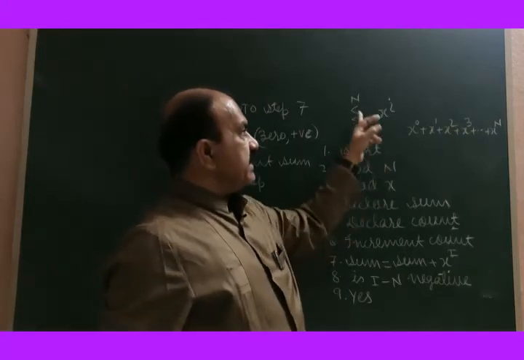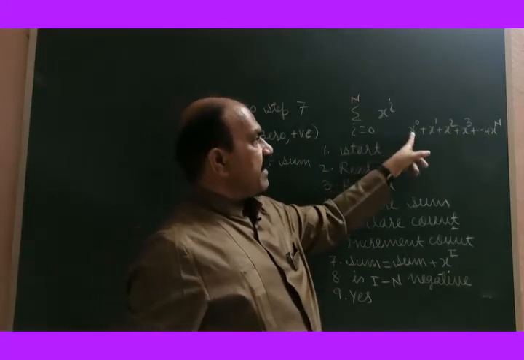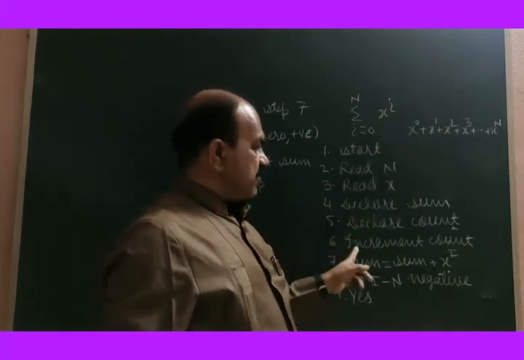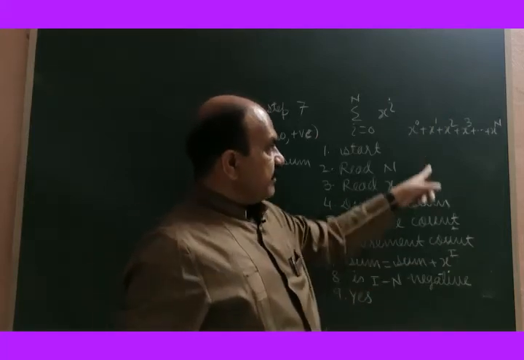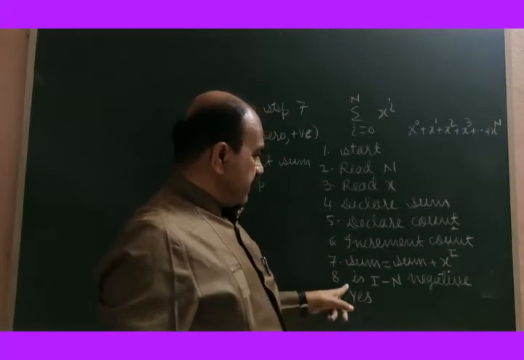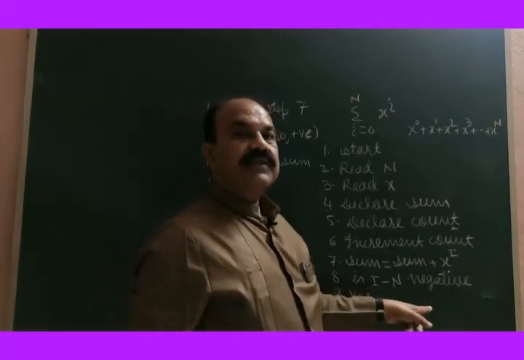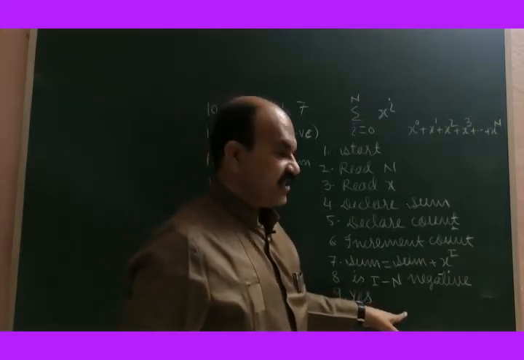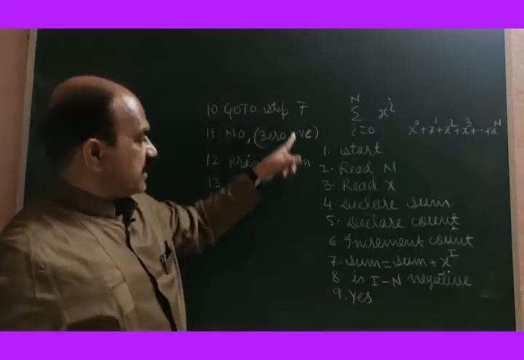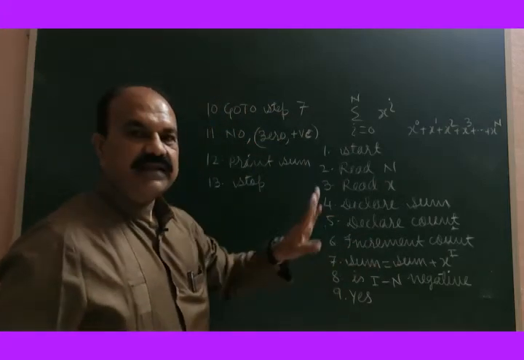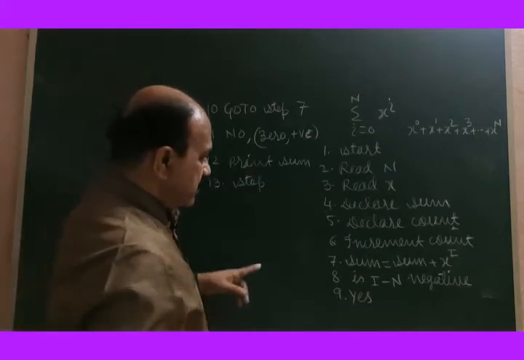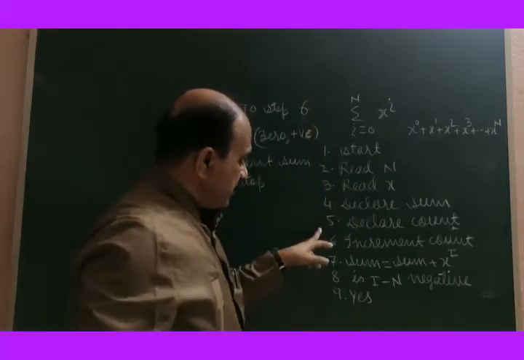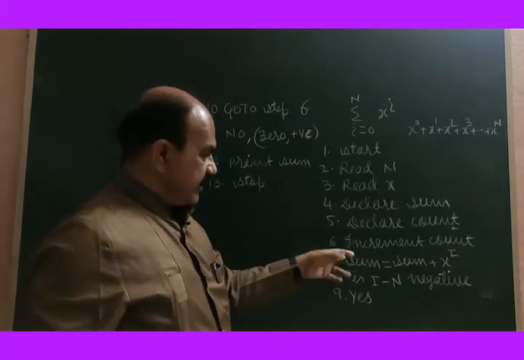Start, read n, final value, read x, the variable you needed here. Of course, it should be a smaller one. Declare sum, declare count, increment count, take sum this way because we need this one. Okay. Is I minus n negative? Means I is smaller than n. The final value of n is still not reached. If answer is yes, go to step 6, increment it, okay, and then go to sum.